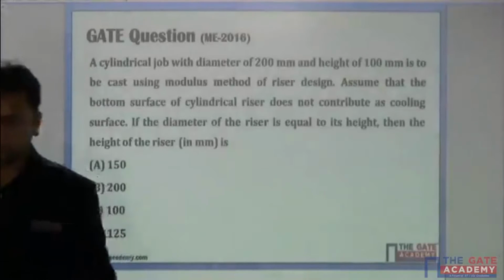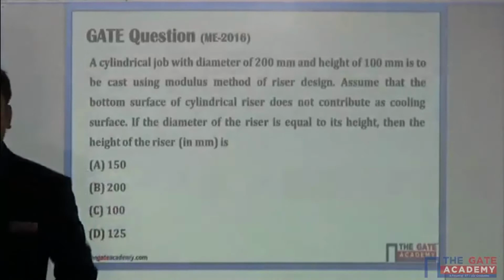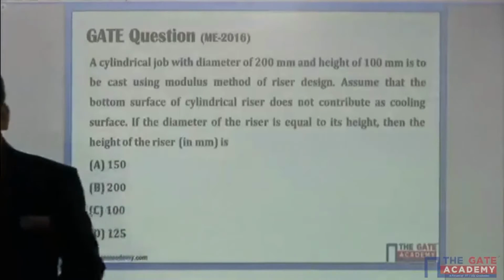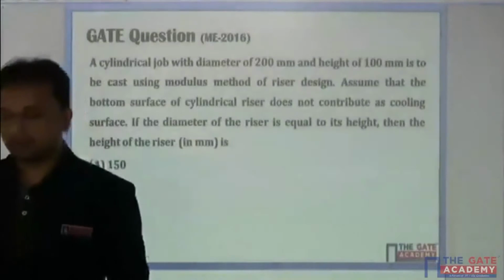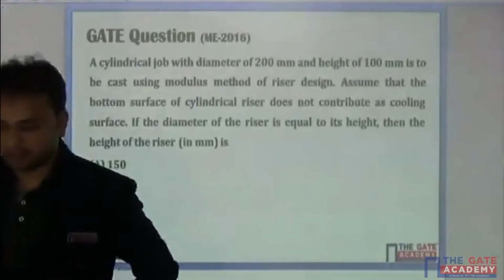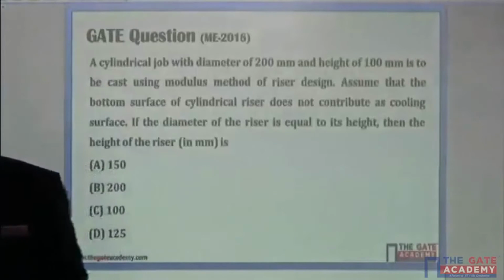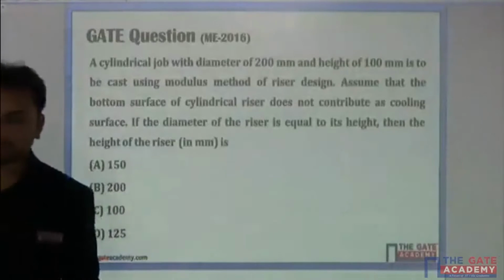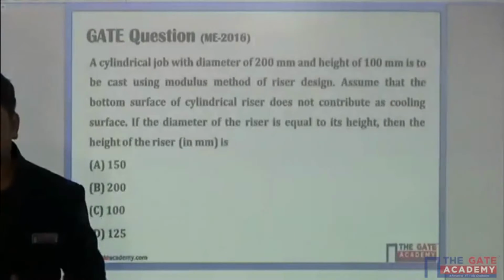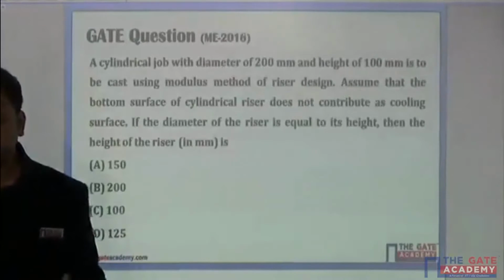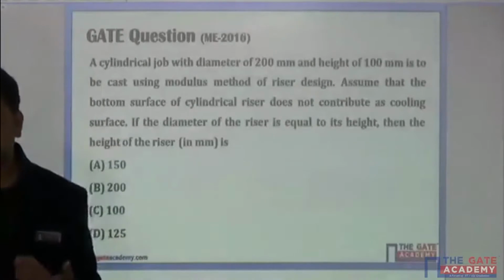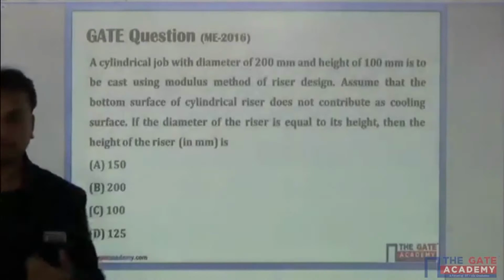This problem is from metal casting, and it says a cylindrical job with diameter 200 mm and height 100 mm is to be cast using the modulus method of riser design. Assume that the bottom surface of the cylindrical riser does not contribute as cooling surface. If the diameter of the riser is equal to its height, then the height of the riser is.